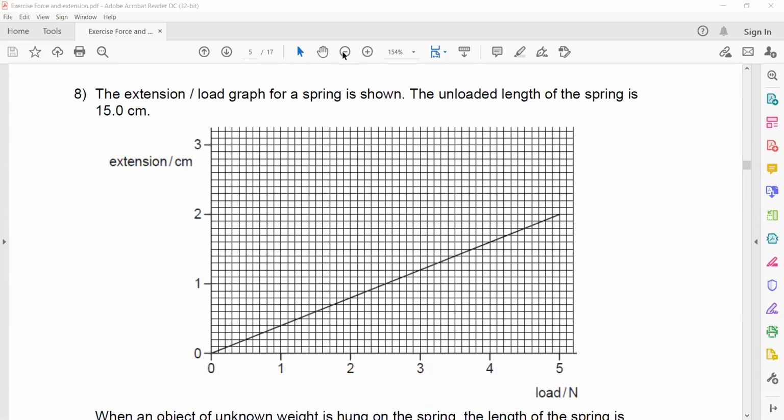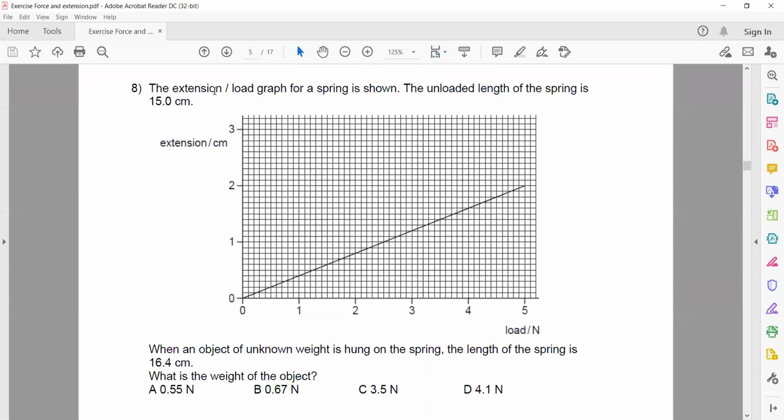The next question: the extension and load graph is there. The unloaded length of the spring is 15 centimeter. When an object of unknown weight is hung, the length of the spring is 16.4. What is the weight of the object? So we have to use a graph.